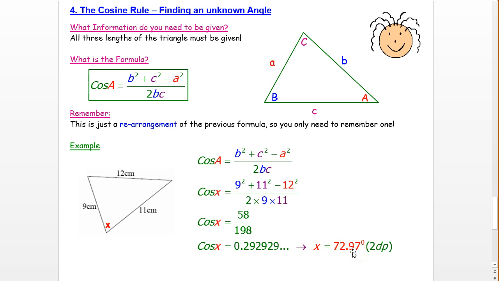Good news is, no ambiguous case. You know from your unit circle, cosine's only positive between 0 and 90, or in the fourth quadrant, way around between 270 and 360, which you're not going to get in a triangle.